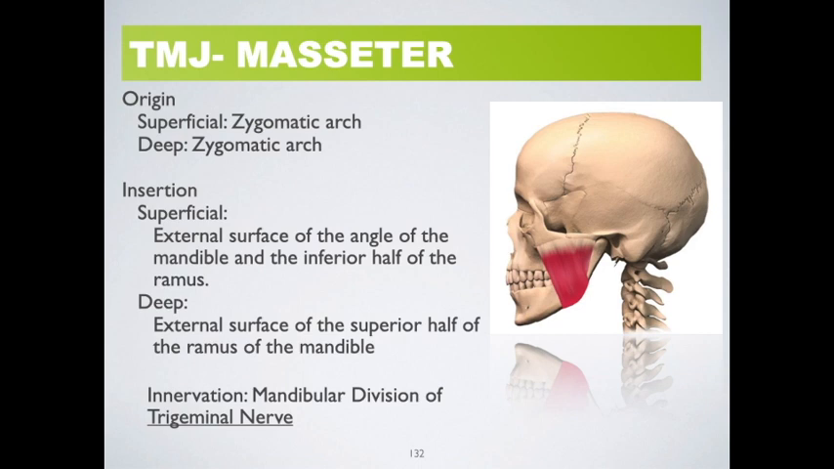It inserts into the external surface of the ramus of the mandible. The innervation is by the trigeminal nerve, the fifth. It's a mandibular division of the trigeminal nerve.